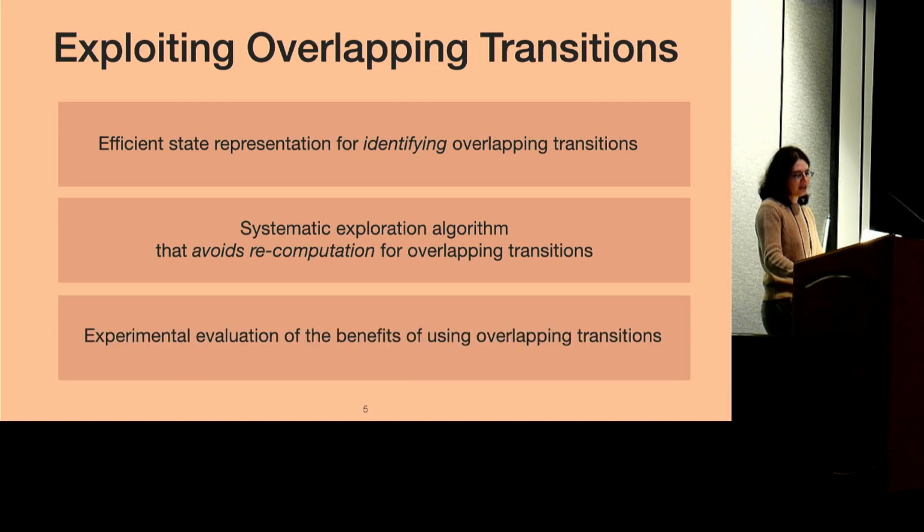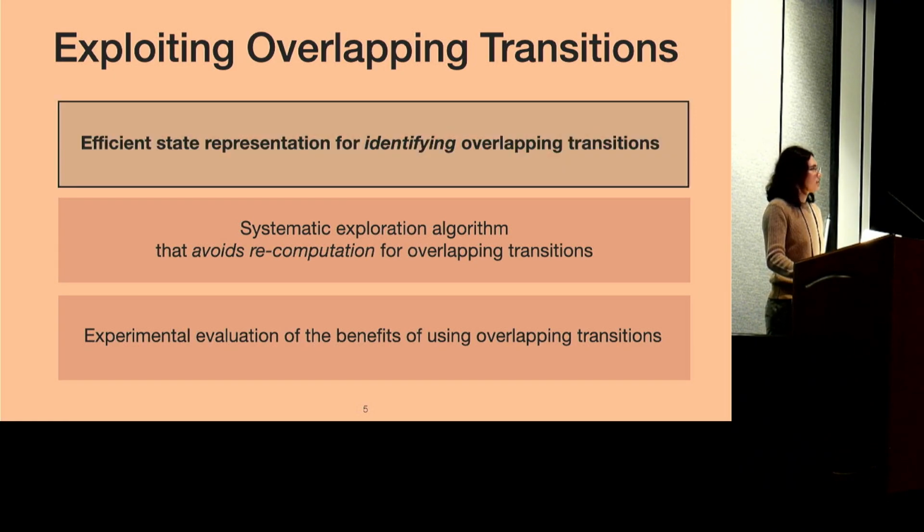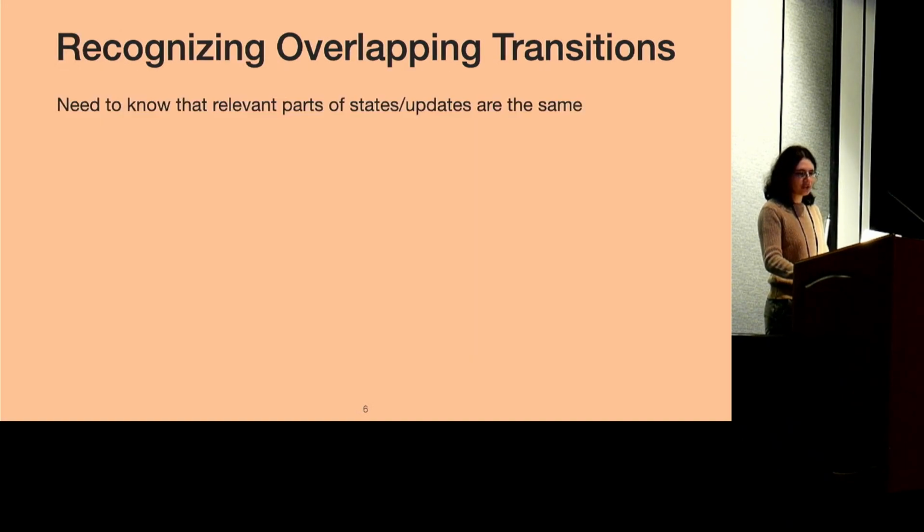And then finally, I'll talk about the benefits of using overlapping transitions this way, as shown in our experimental evaluation. So as mentioned, first I'll talk about the state representation. In order to recognize when we have overlapping transitions, we need to know that relevant parts of states and updates in the system are the same. This leads us to have the following requirements on the state representation.